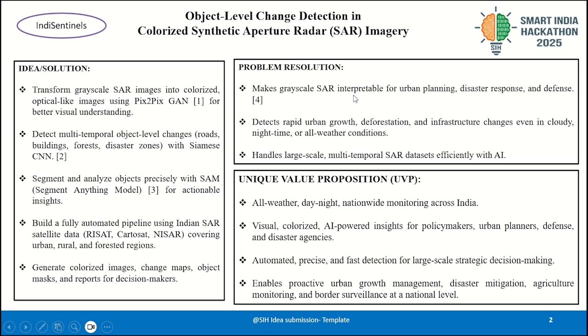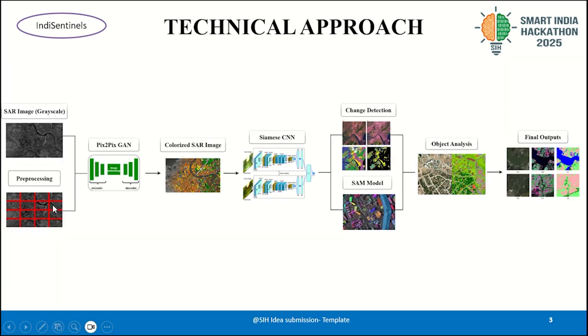So our project provides an AI-powered system that transforms the SAR image into a colorized, optical-like image using Pix2Pix GAN. Then object-level changes are detected using Siamese CNNs, that is, changes in forests, buildings and roads, segmented using the Segment Anything Model, which is used for analyzing the objects very precisely. The data is taken from Indian satellite data, that is Resourcesat, Cartosat or NISAR, which covers almost the entire urban and rural areas. So this is the technical flow of our project.